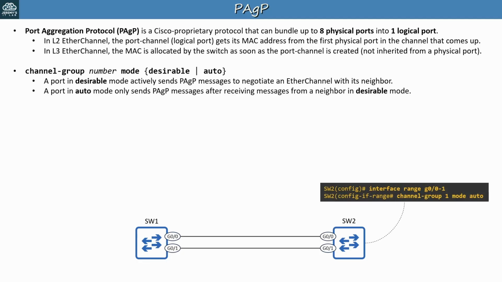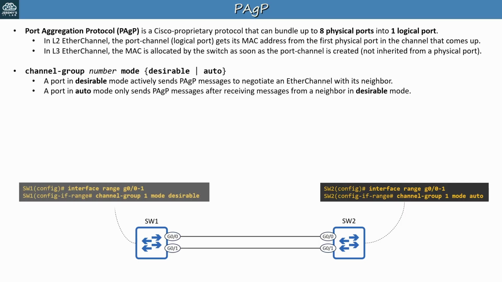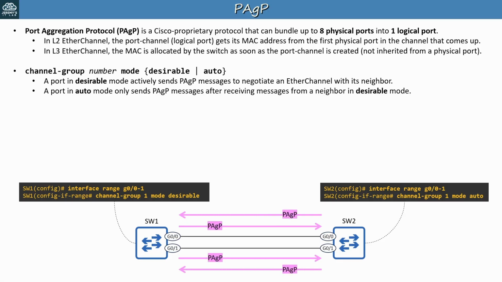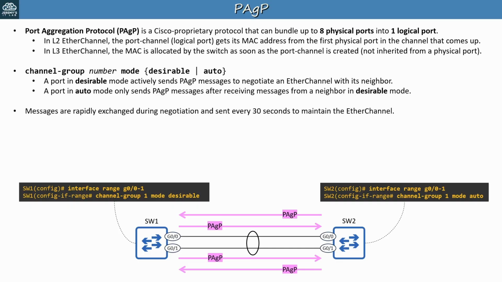So if I configure switch 2 in auto mode, it won't send any messages at first. But if I then configure desirable mode on switch 1, switch 1 will start sending PAgP messages. Switch 2 will then reply with its own messages, and they will form an Ether channel. We'll see this when we look at a packet capture soon, but messages are rapidly exchanged during negotiation, and then sent every 30 seconds afterward to maintain the Ether channel. We'll cover the different timers PAgP uses later in the video.